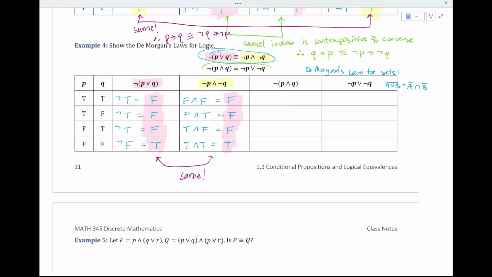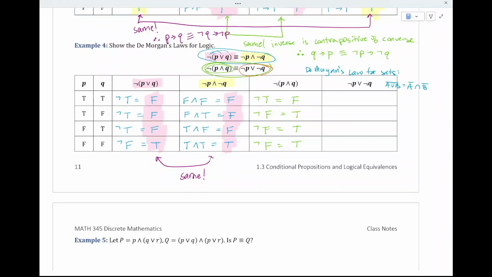Let's look at proving the second one. Not P and Q is equivalent to not P or not Q. So here I've got not P and Q, which is true, and that's false. I have not P and Q, which is false, which is true. I have not false, which is true. And I have not false, which is true. And that was this one right here.